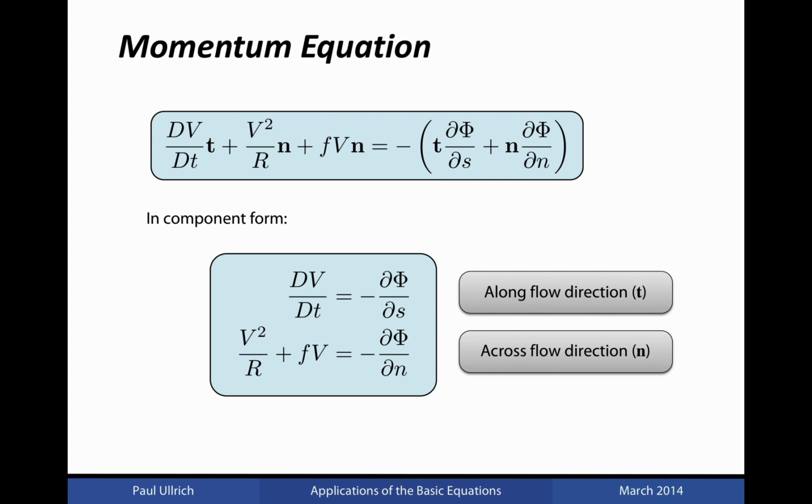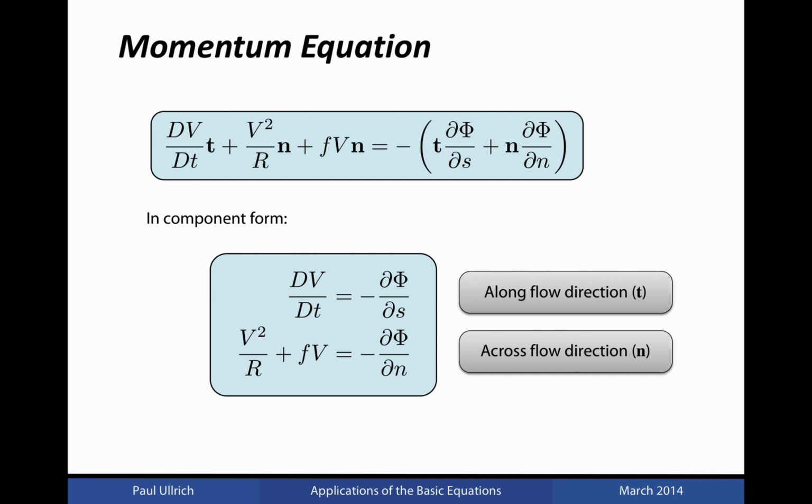All right, so you'll notice that some of these terms have n's, some of these terms have t's. N's and t's are perpendicular to one another, so actually we can extract all the terms that have t's and all the terms that have n's, and those become two equations that actually must hold independent of one another. So in component form, we have a momentum equation along the flow direction, and that is that the acceleration, or the change in magnitude of the velocity experienced by the fluid parcel, has to be given by the change in geopotential in the s direction, or the change in geopotential tangent to the flow. So the only thing that can induce a change in the magnitude of the velocity of the fluid parcel is a pressure gradient in the direction of that fluid parcel's motion.